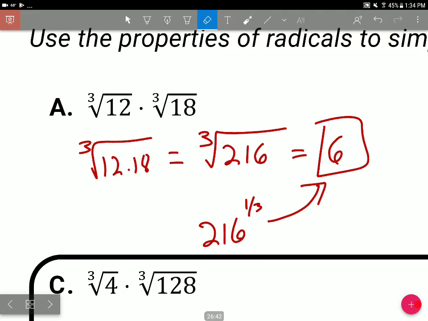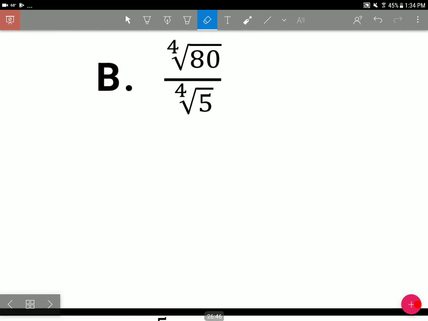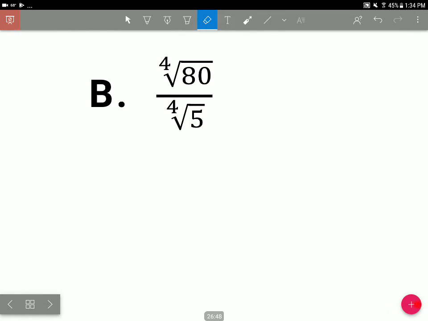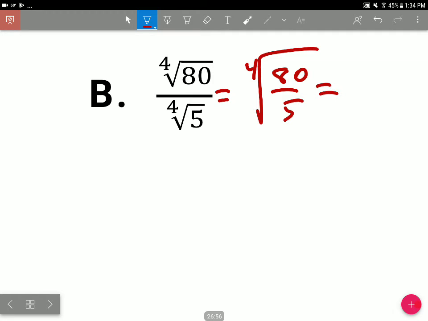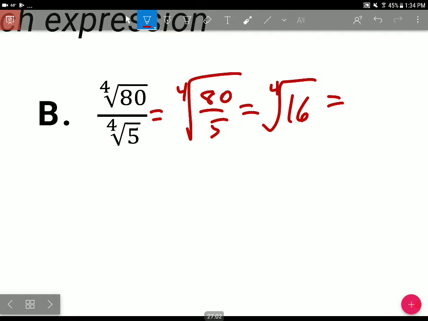Okay? Letter B operates in the same fashion. I got 80 over 5, so I can bring that together and go the fourth root of 80 over 5. Not 84 over 5, 80 over 5. Which everybody knows 80 over 5 is 16, right? Yes. Totally. Which, what's the fourth root of 16? 2.